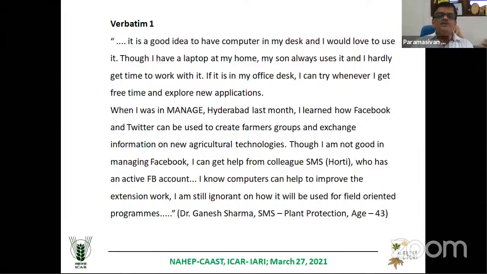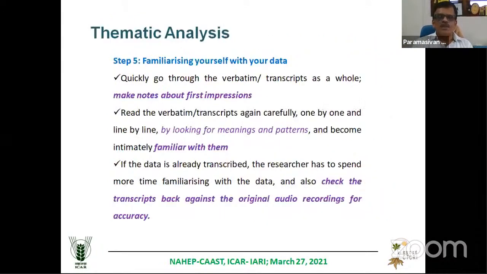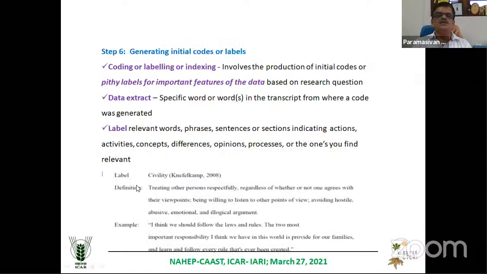Somebody will be giving a negative remark. Suppose you are making a negative remark about the computer, and if you read another sentence that person told, you can identify that person is having computer anxiety. So you can read the sentences and based on that you can make an interpretation there. You can identify the codes and you can familiarize yourself with the data once you are doing it there. I will show you some examples in between. These are the different steps which I am explaining. Then you have to create the initial codes. You can see here.